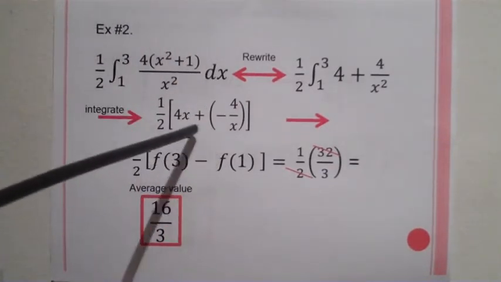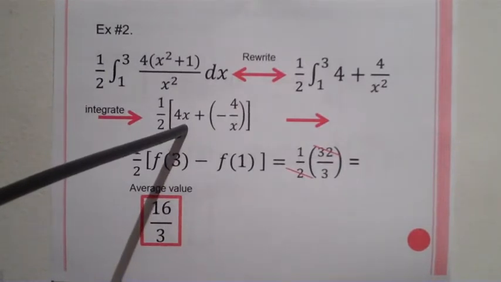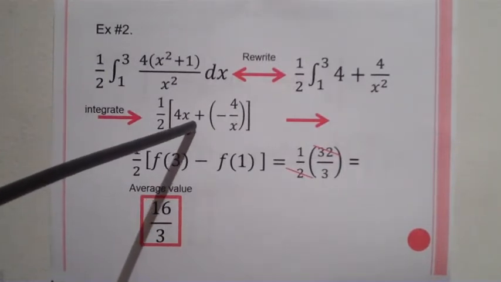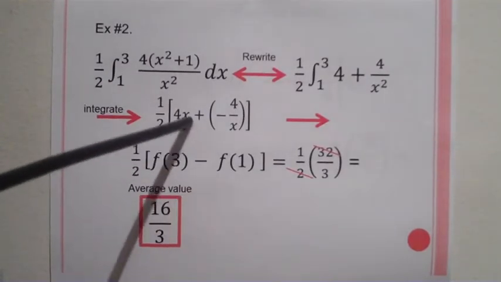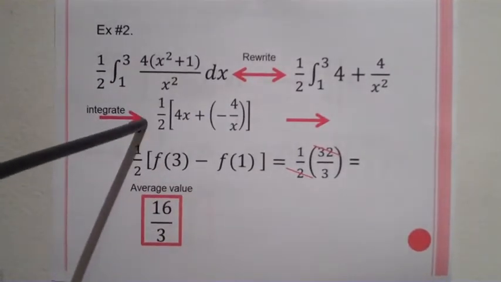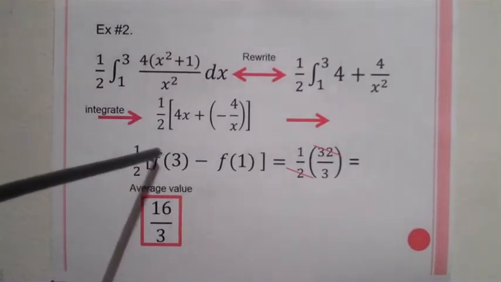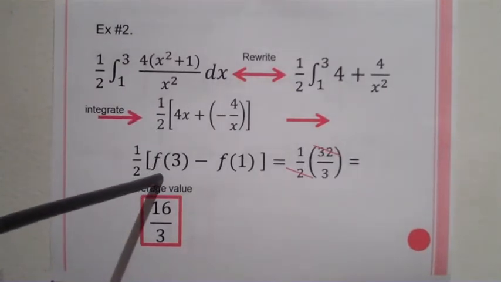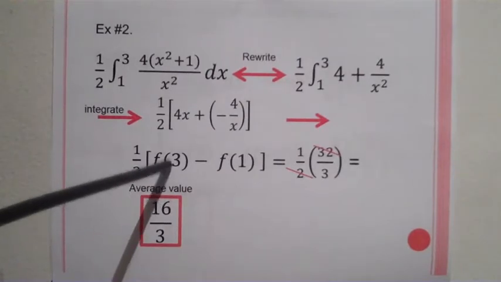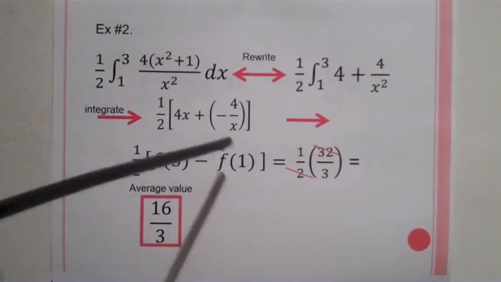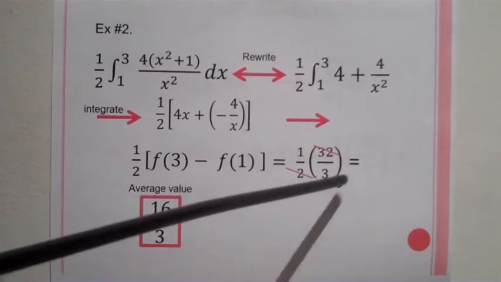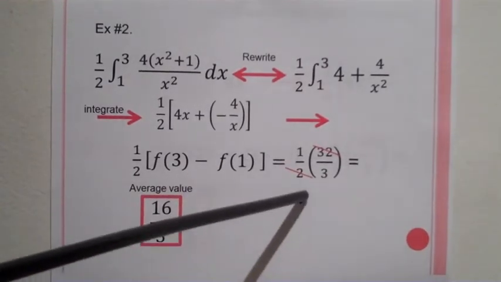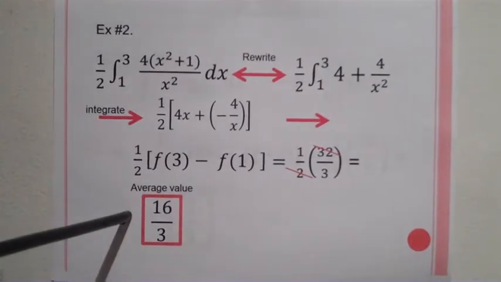Once you integrate your function, you should get 4x minus 4 over x times 1/2. Using the first fundamental theorem of calculus times 1/2, you should get 1/2 times 32 over 3. Using cross cancellation, you should get that the average value is 16 over 3.